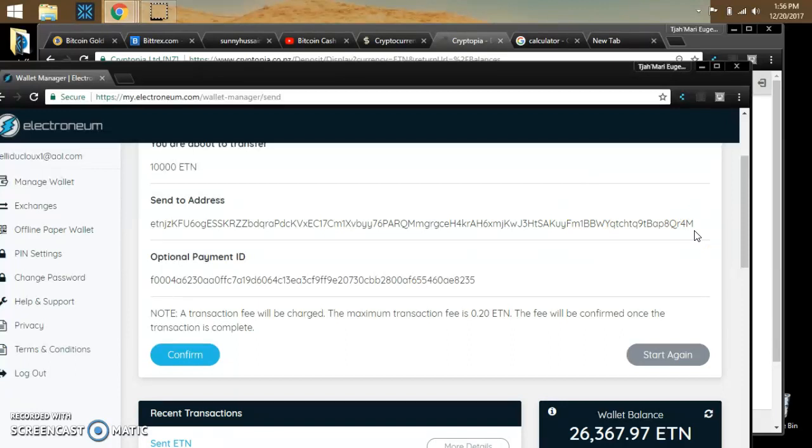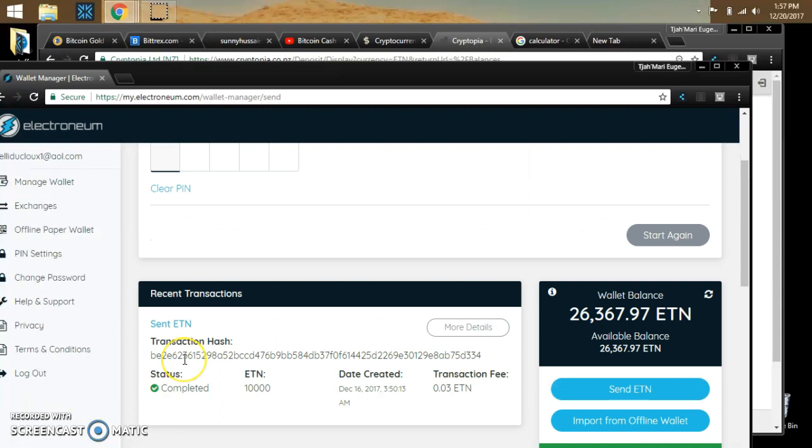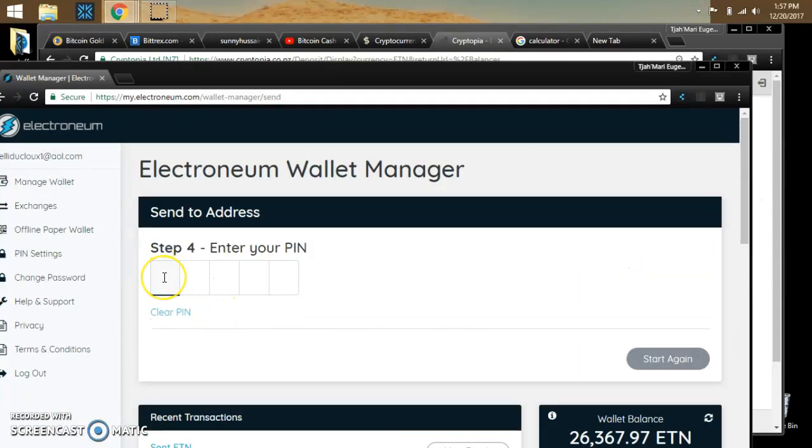And second of all, you want to make sure that you are sending from an address that is the right coin to an address that is the right coin. So in this case, I know I'm sending Electroneum, and it's going to an Electroneum wallet. Make sure you don't accidentally put it into the wrong wallet. If this said BTC, and if I actually sent it, then those coins, those 10,000 coins, would disappear. So just make sure you put it in the right spot.